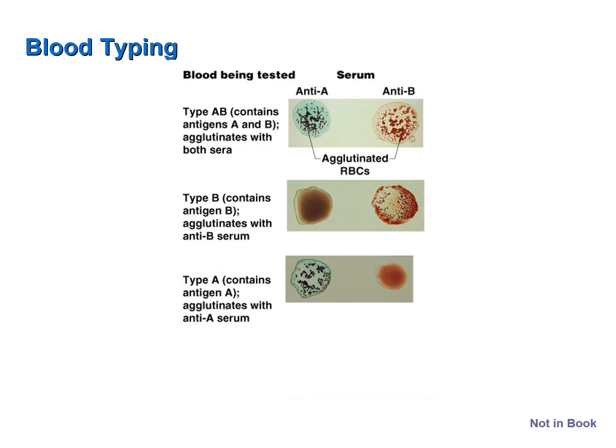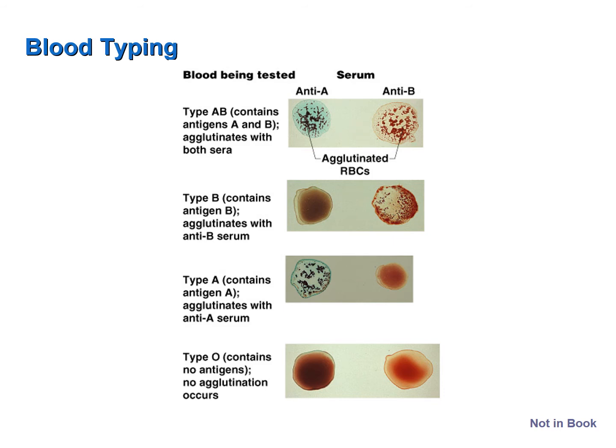Now we take samples from our last individual and we mix them with anti-A serum and anti-B serum. In both cases, we failed to see any agglutination. That means there's no A antigen present and no B antigen present in the blood samples. Therefore, this individual is what blood type? Type O. You are correct.